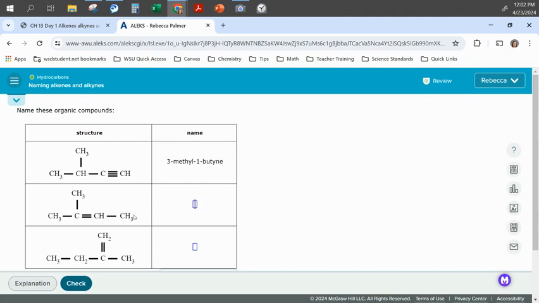Okay, next one. So I can go this way, 1, 2, or I can go this way, 1, 2. Either way, that's equal. So I'm going to prioritize the branch if it's equal. That's the tiebreaker. So 1, 2. So that's going to be 2-methyl. Dash. I do have to put the location if it's not 1. This is also butane, but with a dash.